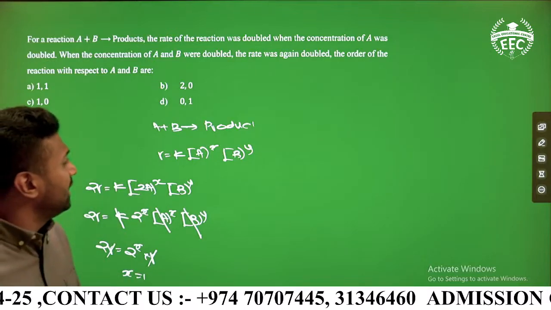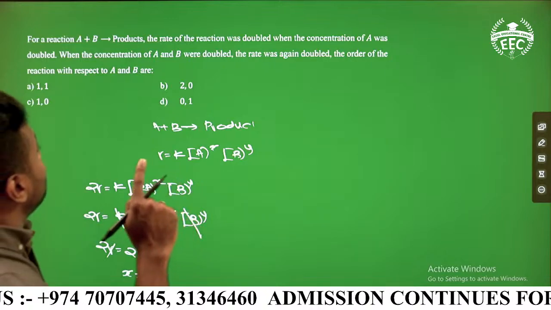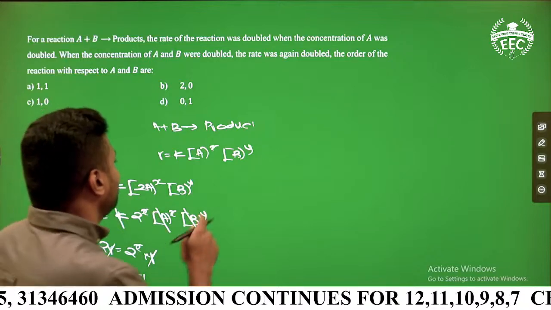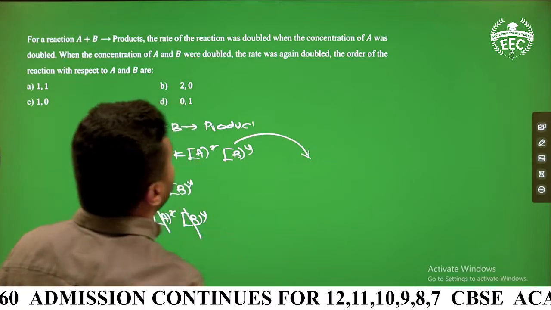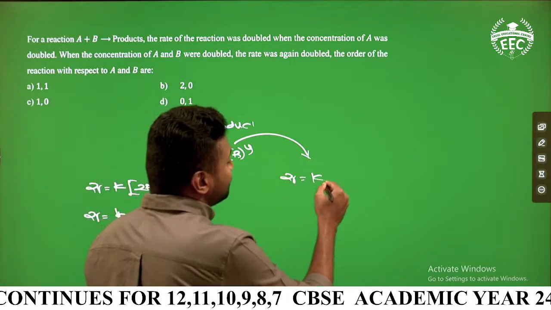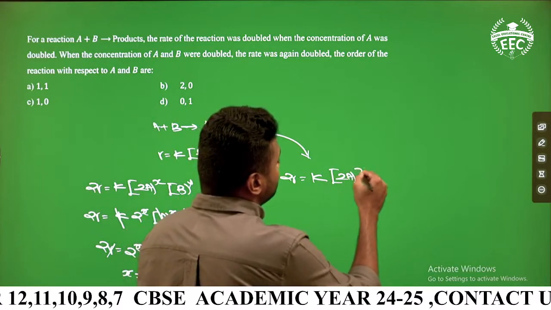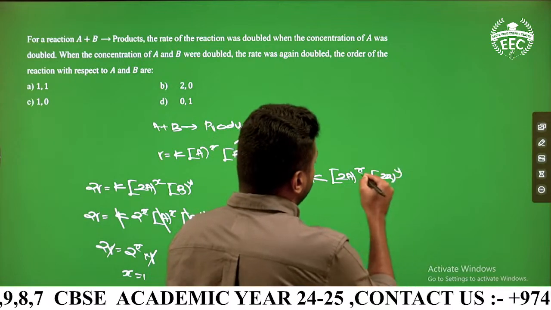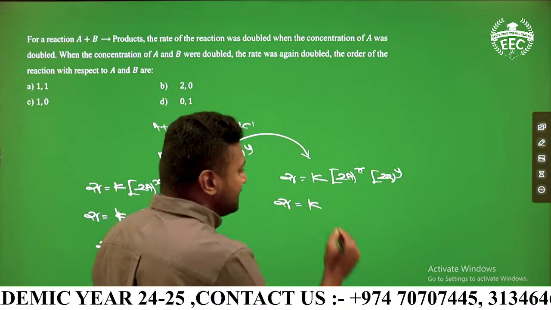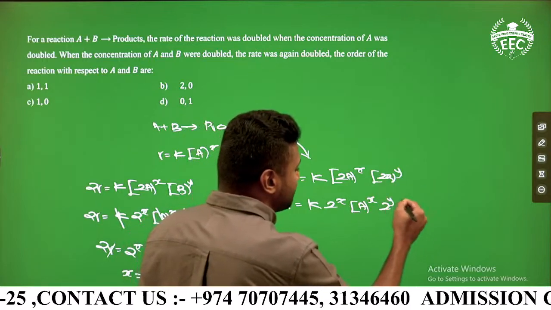Let's go with Y too. Regarding Y, it is given that when the concentration of A and B are both doubled, the rate was again doubled. It means R becomes 2R. When the concentration of A and B was doubled, A will become 2A, so 2A raised to X, and B will become 2B, so 2B raised to Y. Separate that: 2R is equal to K into 2A raised to X, which is 2 raised to X into A raised to X, and 2B raised to Y, which is 2 raised to Y into B raised to Y.